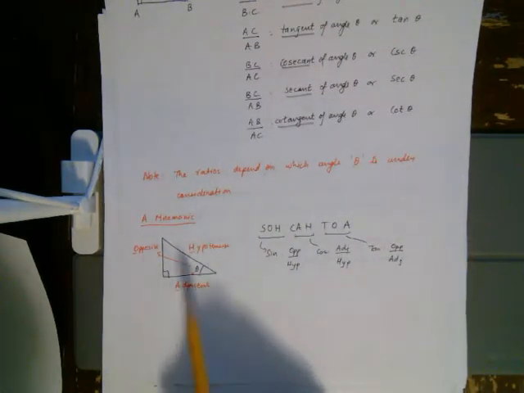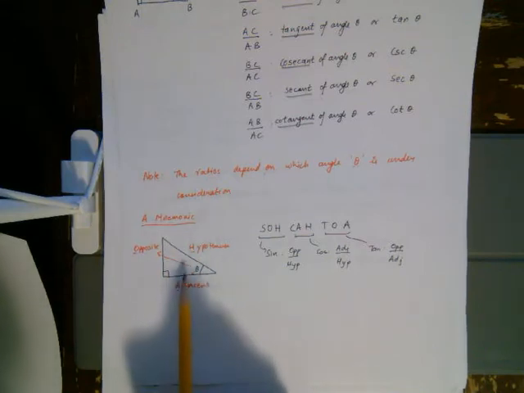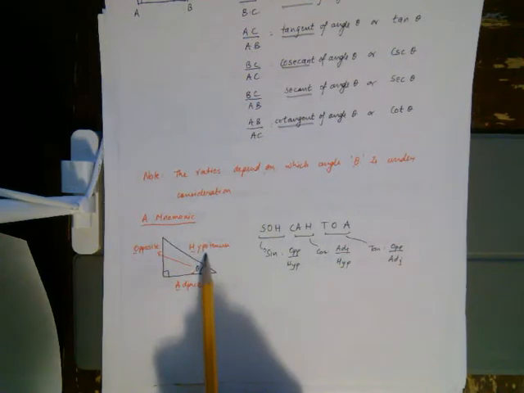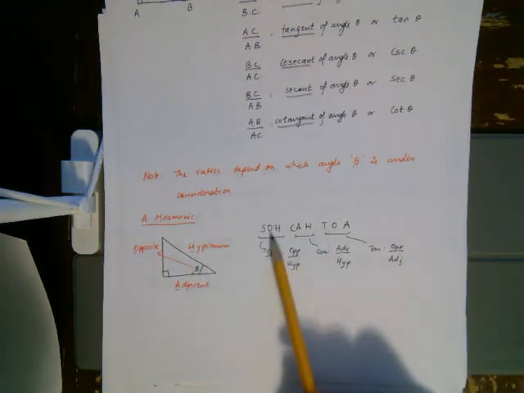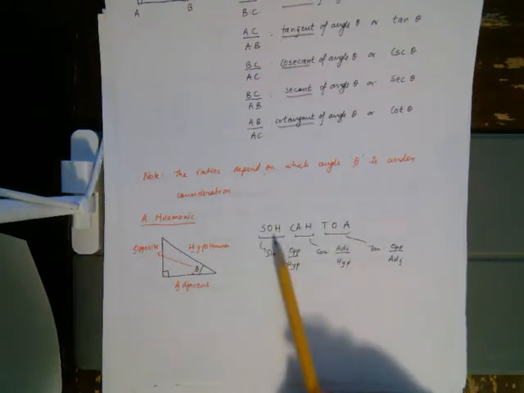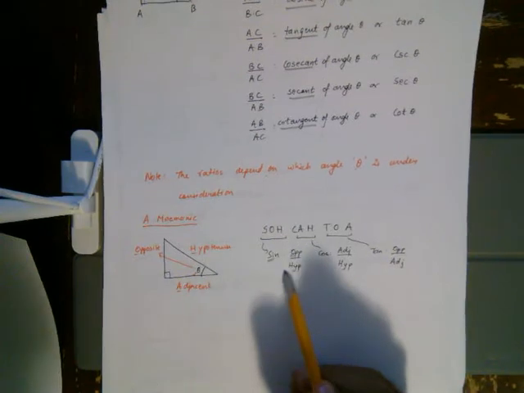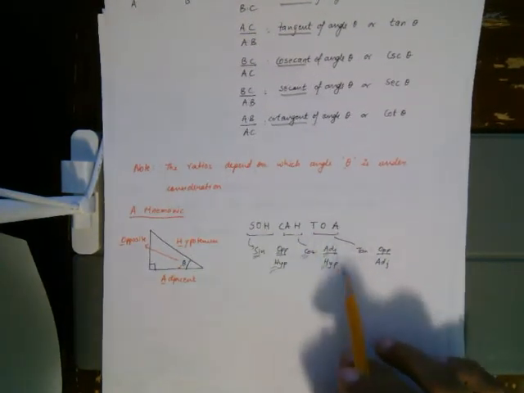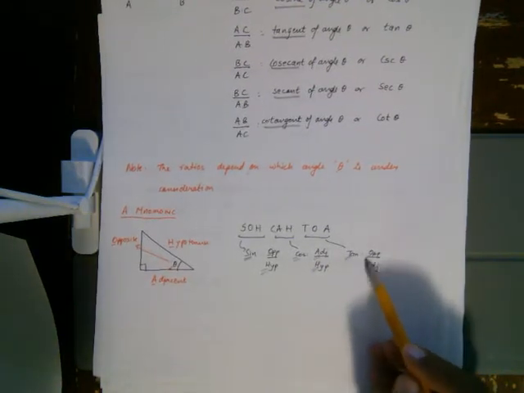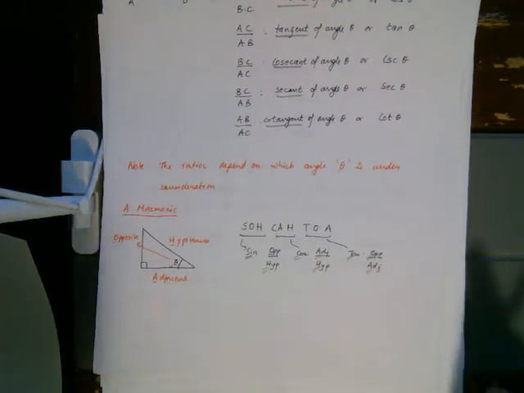So here's a mnemonic to remember them. If you are given a right triangle and the angle, then you label these sides. This side is always the hypotenuse because it's a right triangle. The side that is opposite is called the opposite, and the side that's adjacent is called the adjacent. And the mnemonic is SOHCAHTOA. So sine is opposite over hypotenuse, so SOH. Cosine is adjacent over hypotenuse, so CAH. And tangent is opposite over adjacent, or TOA.